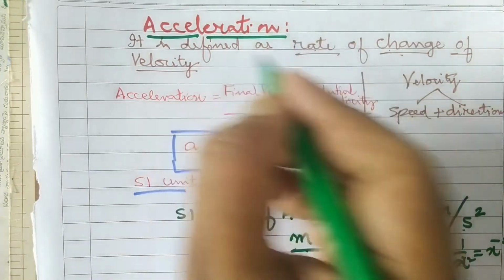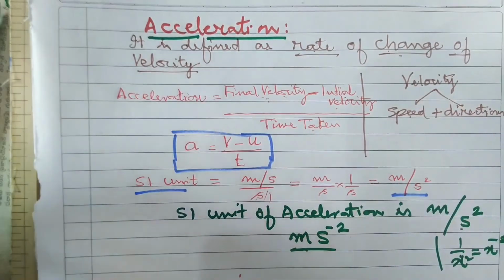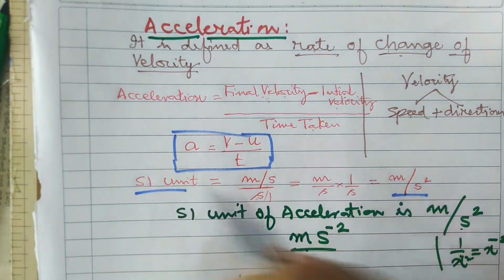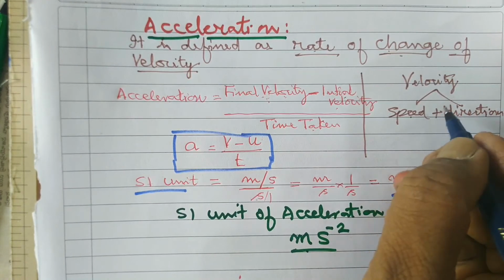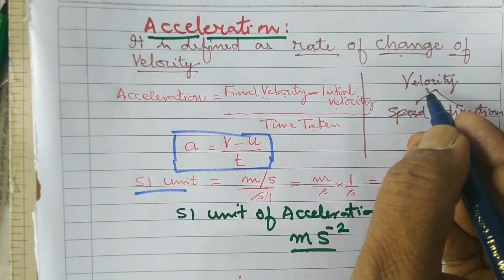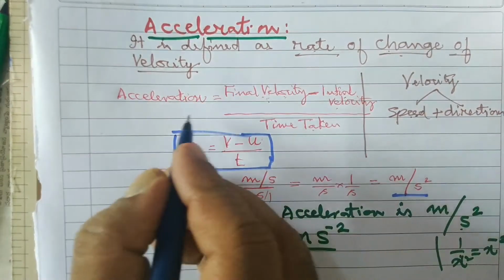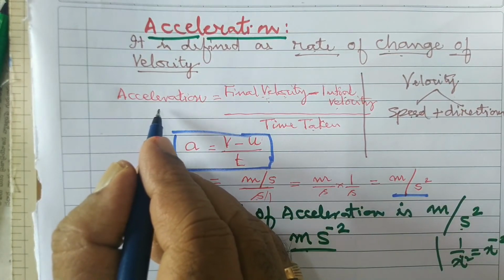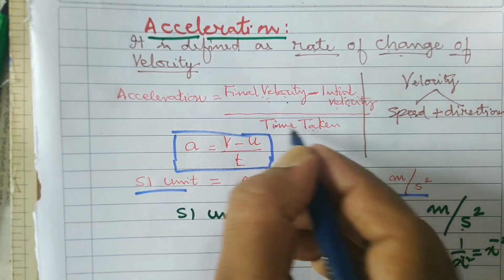Acceleration is defined as the rate of change of velocity. What is meant by velocity? You know very well, it is speed plus a direction. Speed along with the direction we call velocity. Therefore, by the definition of acceleration, we can write the formula: acceleration is equal to final velocity minus initial velocity divided by time taken.